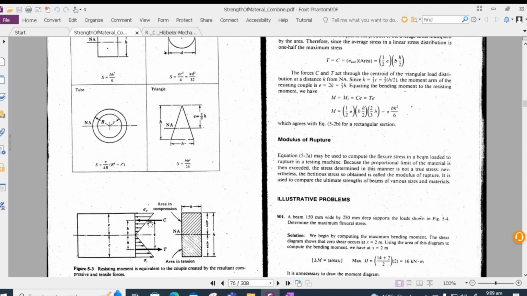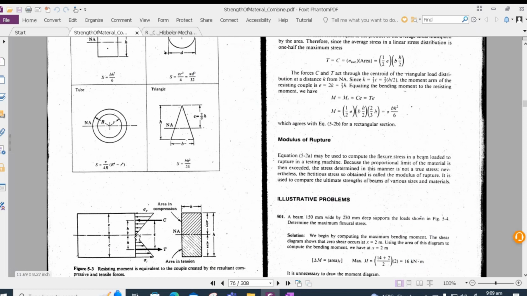The top region is in compression, as we discussed. The bottom region is in tension. We have to work out the magnitude of compression and tension and then multiply that with the lever arm, and we would get the maximum internal moment.